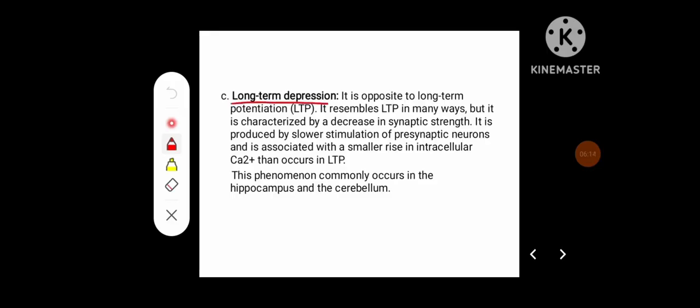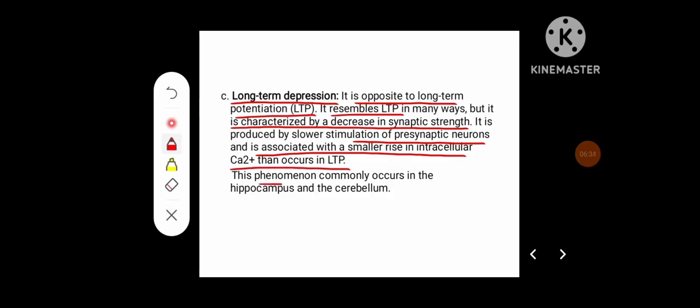There is also long-term depression. It is opposite to long-term potentiation. It resembles LTP in many ways, but it is characterized by decrease in synaptic strength. It is produced by slower stimulation of presynaptic neurons and is associated with a smaller rise in intracellular calcium than occurs in LTP. This phenomenon commonly occurs in the hippocampus and cerebellum.